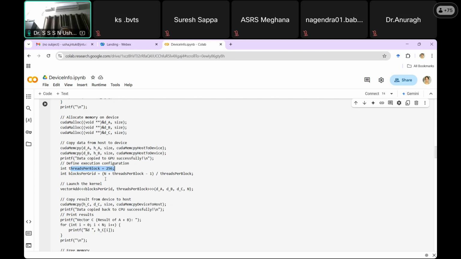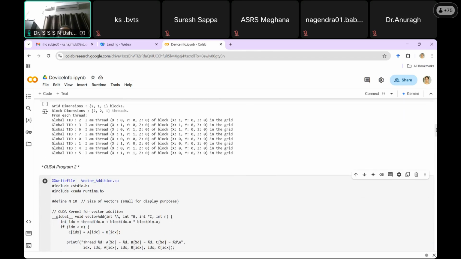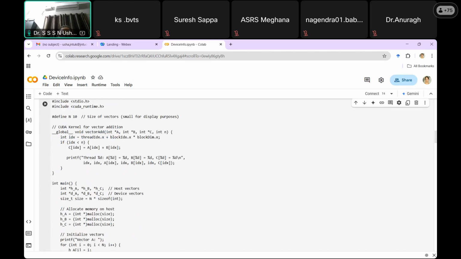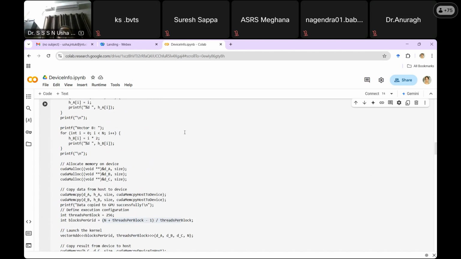Next, blocks per grid also needs to be defined. So this is the formula for blocks per grid when we have n. What is n here? N is defined above, I think. N is 10, that means the size of the vector is 10. So A is of size 10, B is also of size 10. That should be given here.